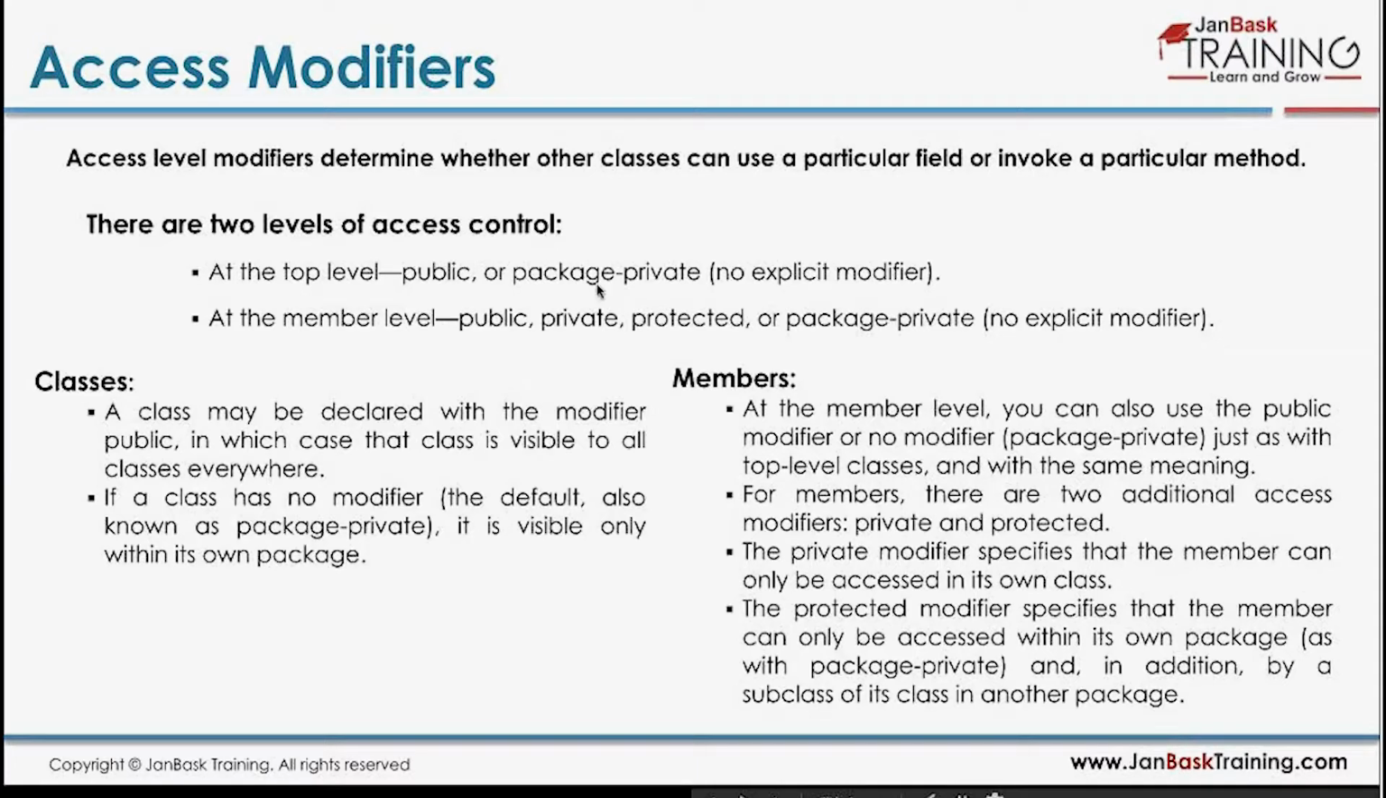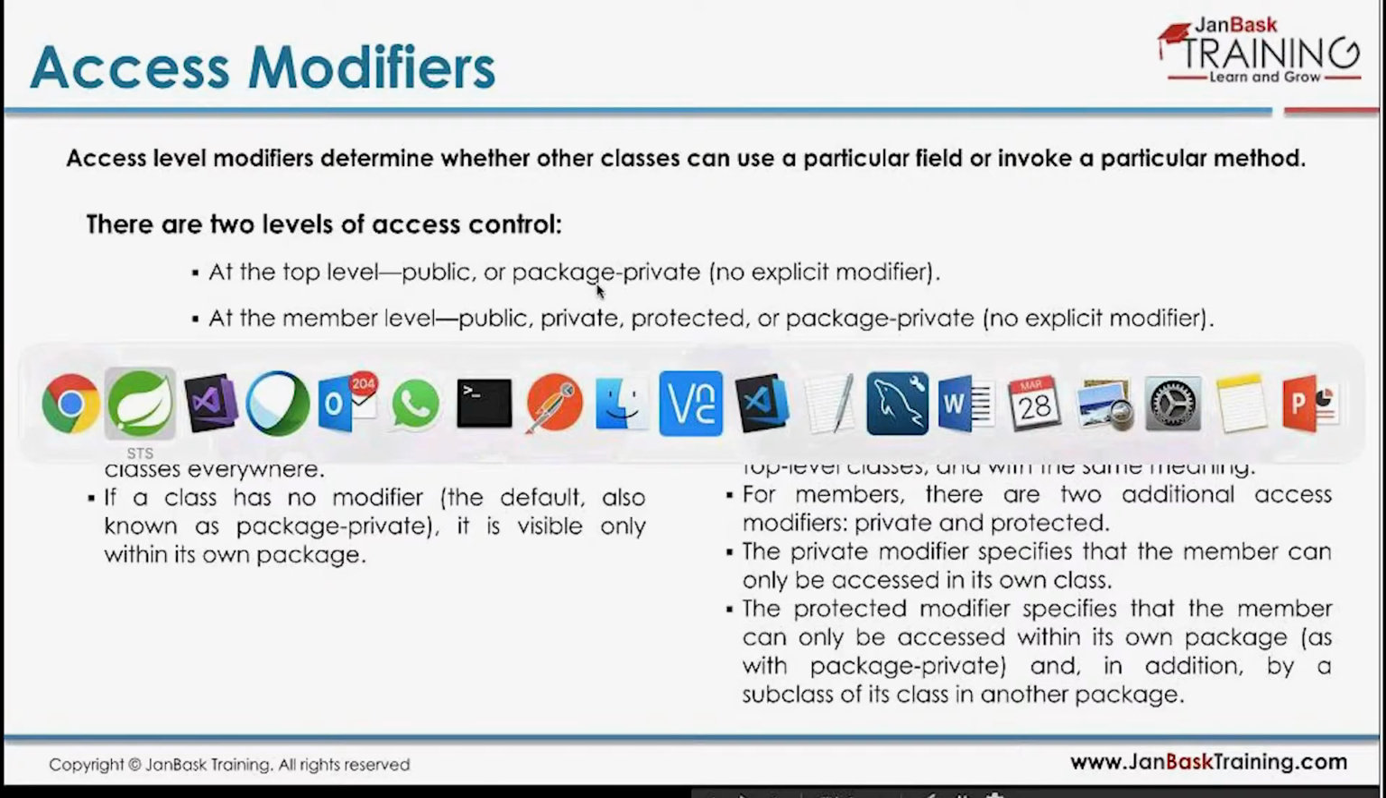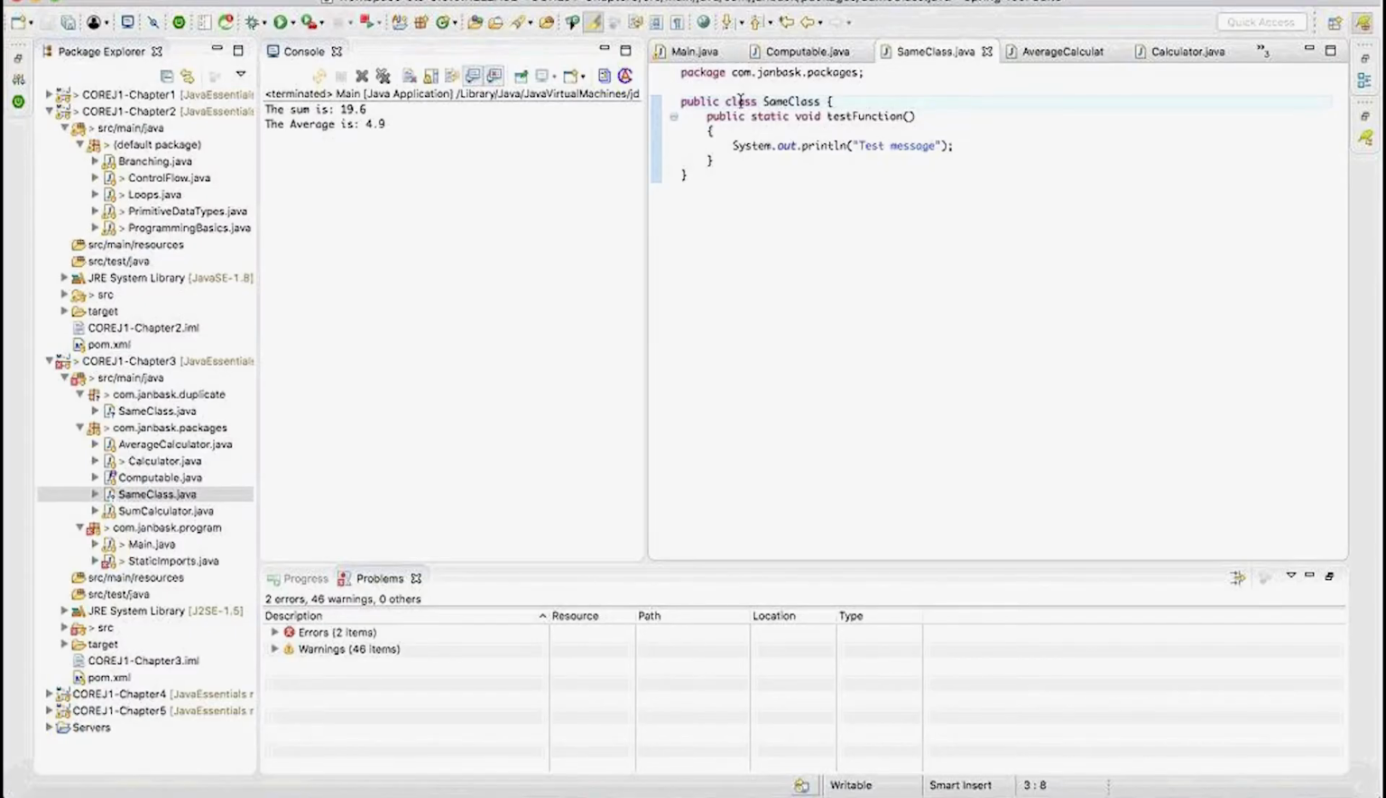The next one is private. So private is something which is available only in this particular class. If I make it private, it will not be available outside of this particular class. So this will be available only in this particular same class. It's not going to be available outside the same class.